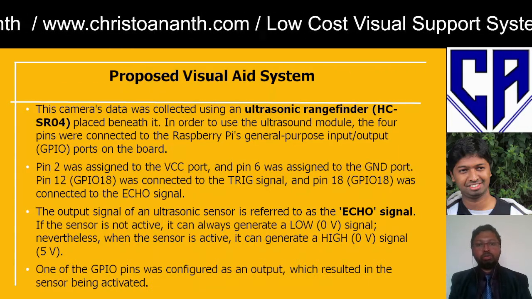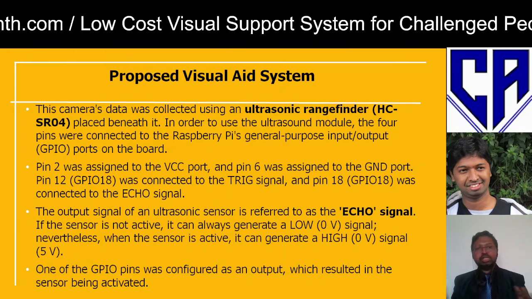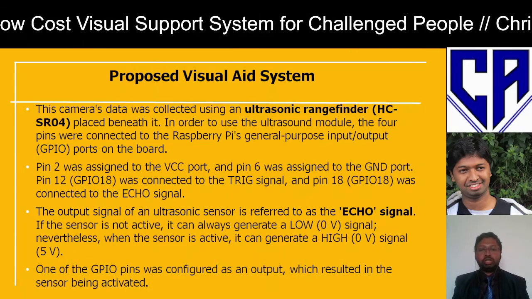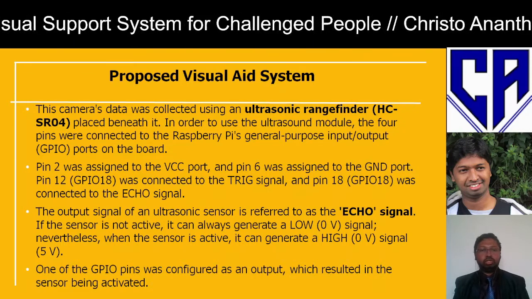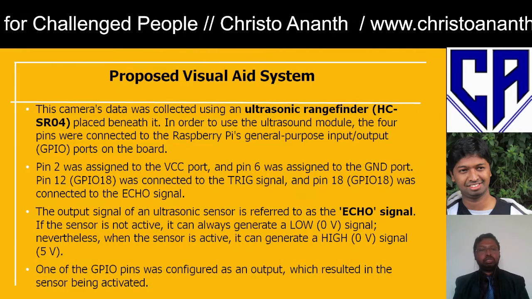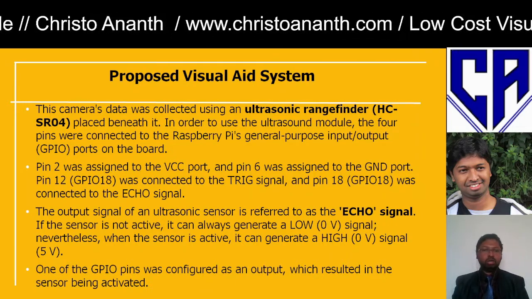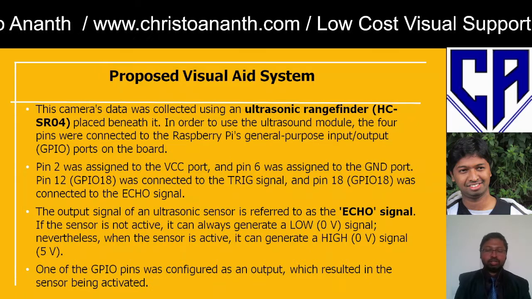So definitely the output signal of the ultrasonic sensor, you call it the echo signal, and if this sensor is not active, it is going to generate a low 0-volt signal. So when the sensor is active, it can generate a high signal like 5-volt, and one of the GPIO pins was configured as an output, which resulted in the sensor being activated.